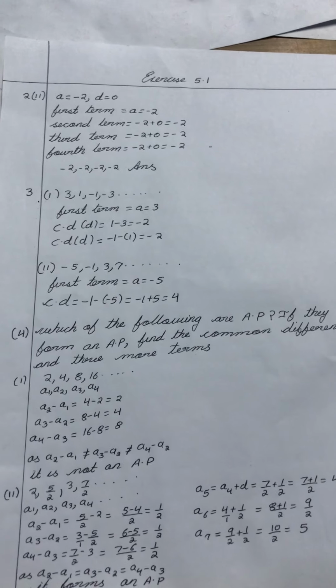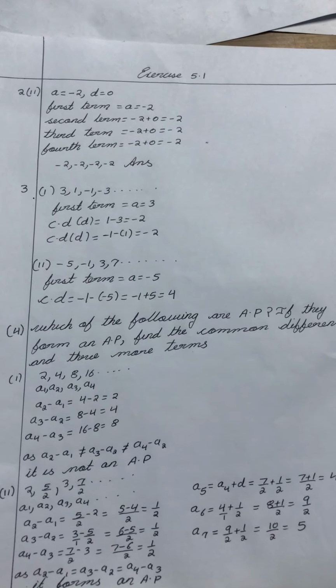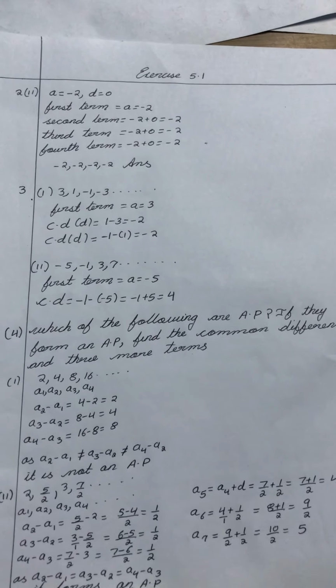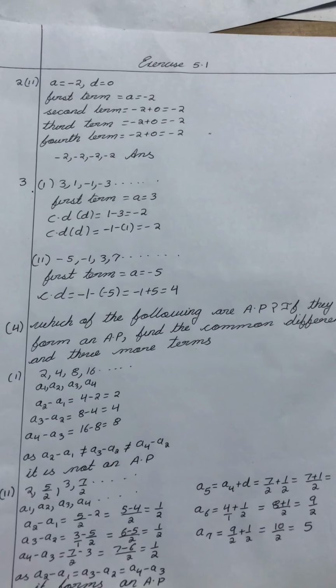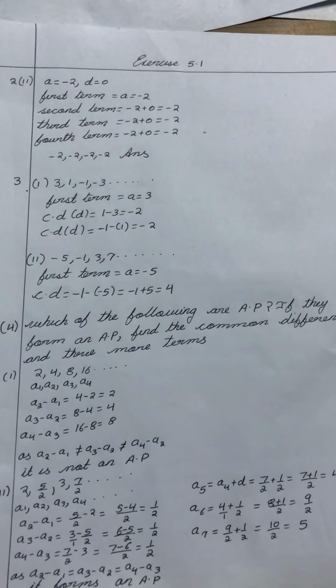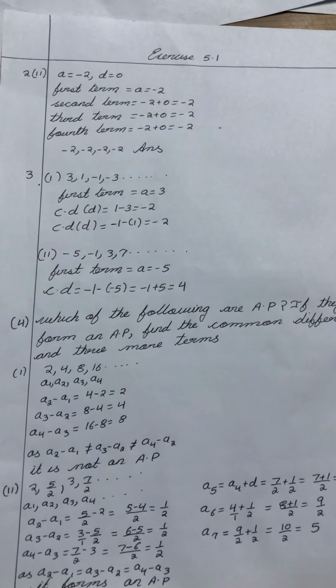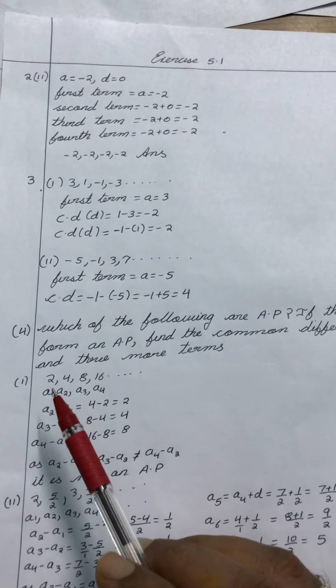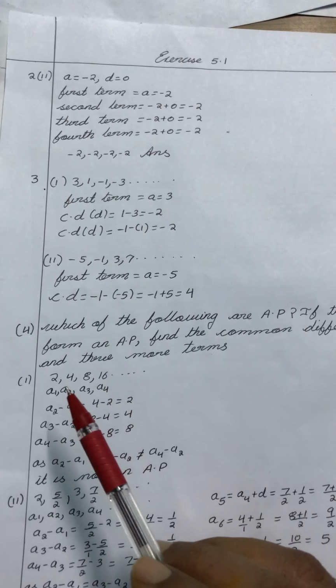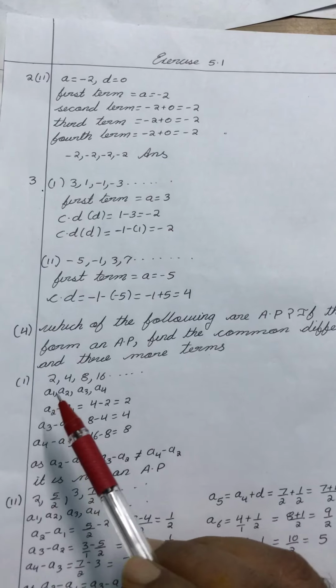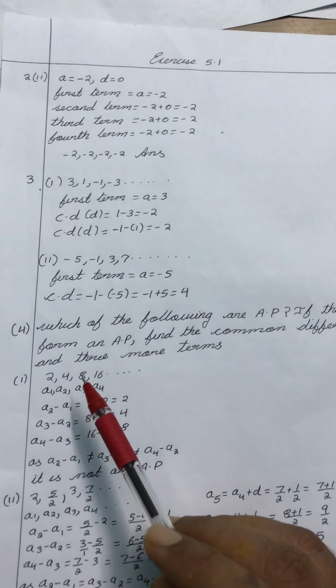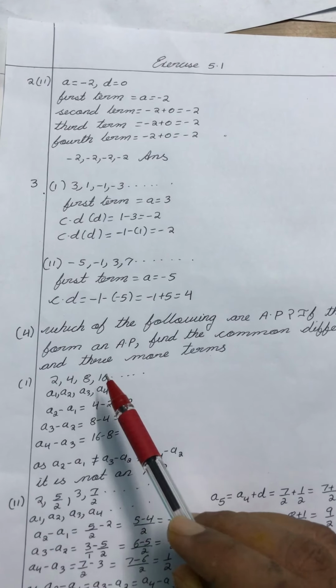But when you find the common difference, keep in mind that from the next term you subtract the previous term. By next term I mean from the second term you will subtract the first term, from the third term you will subtract the second term, and from the fourth term you will subtract the third term. So in the first, the list of numbers is 2, 4, 8 and 16. The first term we call A1, second term A2, third term A3, fourth term A4.